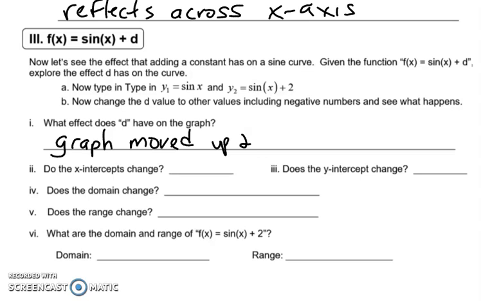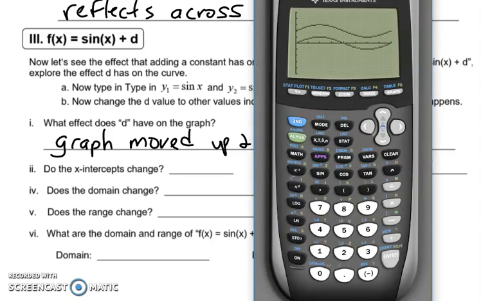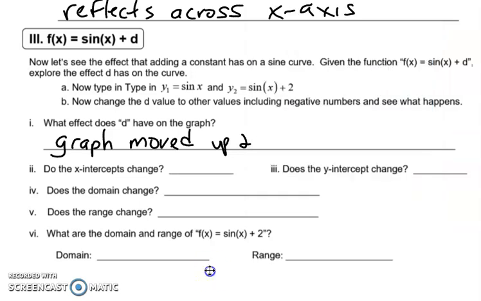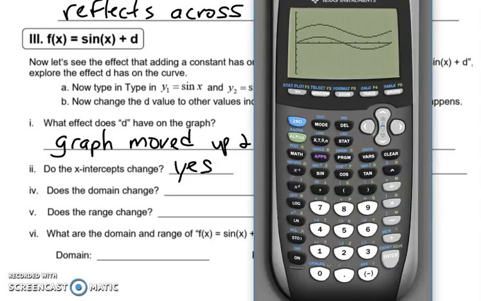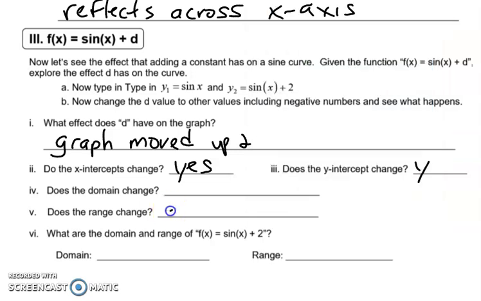So, did it change the x-intercepts? Let's look at our graphs. Did it change where it crosses the x-axis? Yes, because clearly on the second one, it does not cross the x-axis. Okay, it changed the y-intercepts. So now instead of crossing at the origin 0, 0, it is now crossing somewhere differently. So yes to that as well.